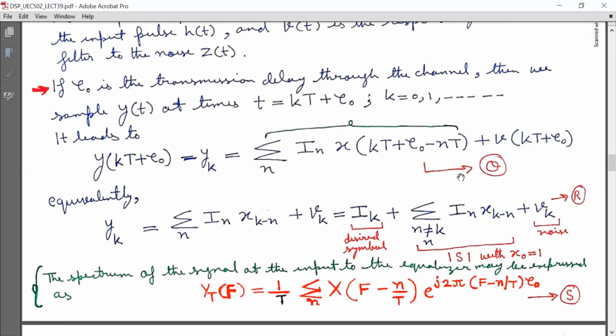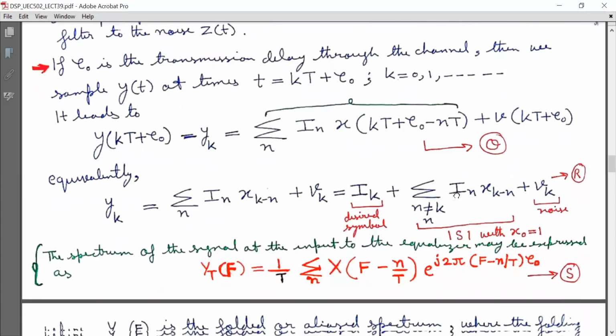Now I will expand this equation as equation R, that is I_k plus summation n not equal to k I_n x_(k minus n) plus v_k. Now look at this. The first term I_k is the desired symbol because we have considered x_0 equal to 1. The second term is ISI, and v_k is the noise term. So this equation R indicates three terms. First is the desired symbol, second is ISI, and third is noise.